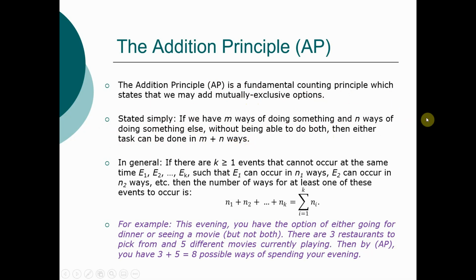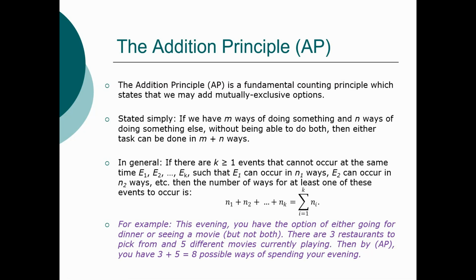I'll give you an example. Let's say that we are going to go to a restaurant to have dinner. We have two options, restaurant A or restaurant B. In restaurant A, we have 3 options for food. In restaurant B, we have 5 options for food. How many total options do we have for dinner? We have 8 different options.